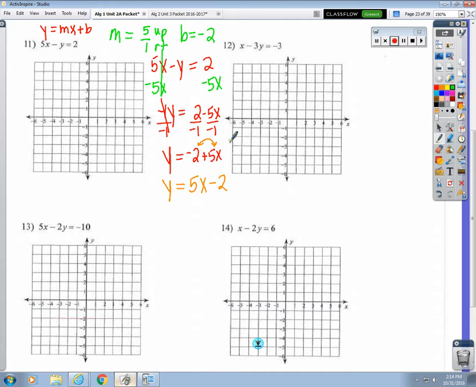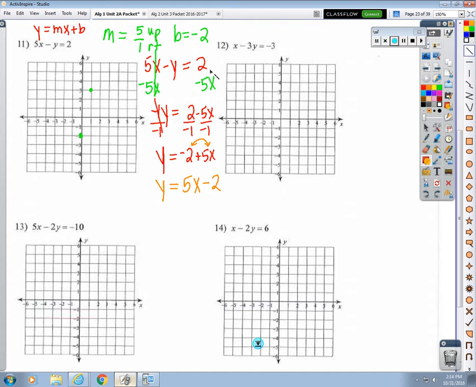So when we get ready to graph this, what do we do first? Negative 2. Right, we plot our y-intercept at negative 2, and then to get to our next point, we go up 5, right 1, and then can we do it again? Can we go down? Nope, so that's as many points as you can get. You connect them with a line. Oops, not a white one though.